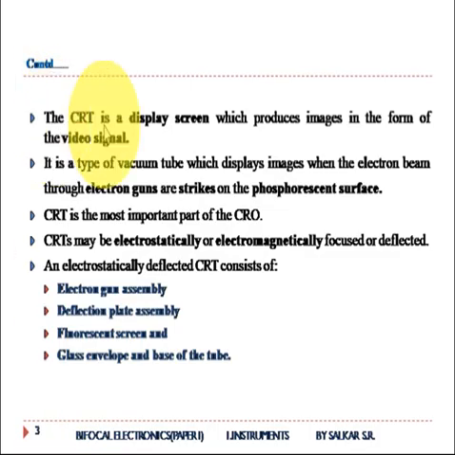Here you can see the CRT is a display screen which produces images in the form of video signal. So what is a CRT? It is a tube, no doubt, but it produces images on its screen, or on the screen of CRO, which are in the form of video signal. It is a type of vacuum tube which displays images when the electron beam from the electron gun strikes the fluorescent surface. What is the meaning of this line we are going to study in detail. CRT is the most important part of CRO. As I said, it is the heart of CRO. CRTs may be electrostatically or electromagnetically focused, or magnetically focused or deflected.